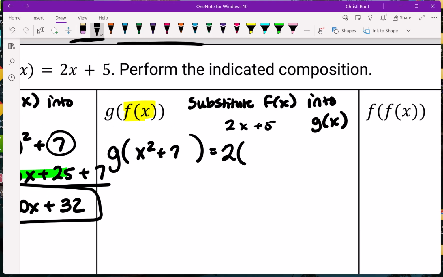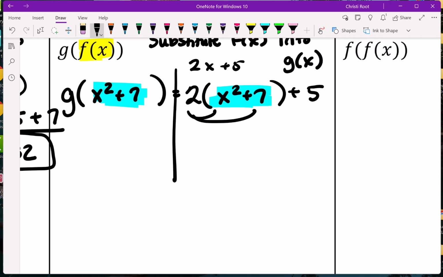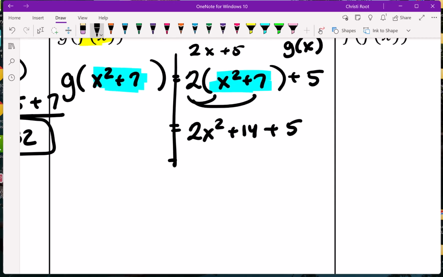So you have to use big parentheses for the x, and you're going to plug in x squared plus 7. What is here has to go in for your x on that side. You are substituting x squared plus 7 into the other function. All right, so on this one, all you have to do is distribute. So you get 2x squared plus 14 plus 5. And then you can add the 14 and the 5 here. So that'd be 2x squared plus 19.